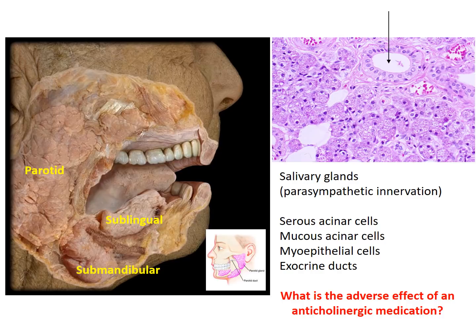Myoepithelial cells are smooth muscle cells which can contract, and the contraction of those smooth muscle cells is what allows the propulsion of the saliva into the ducts and then eventually into the oral cavity. And again, getting something from the cells into the oral cavity requires an exocrine duct. So again, what would be the adverse effect of an anticholinergic medication? Inhibiting acetylcholine, inhibiting the parasympathetic nervous system would cause the individual to have a very dry mouth.